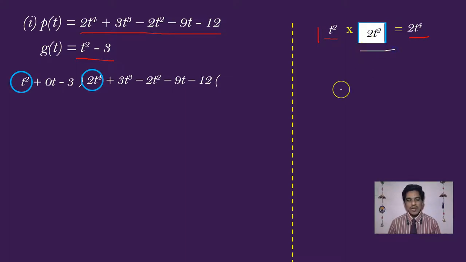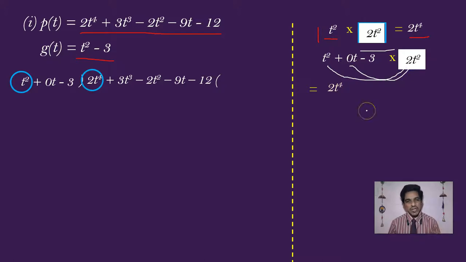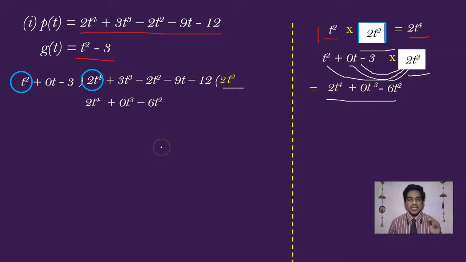With the value that came in white color, we multiply the entire divisor. So t² plus 0t minus 3 multiplied by 2t². 2t² into t² is 2t⁴. 0t into 2t² is 0, t into t² is t³, actually there is no problem that you wrote 0. Now minus 3 into 2 is minus 6t². So now you have to write this 2t² in the quotient. Here you have to write 2t² and then you have to write all this value in the dividend part.